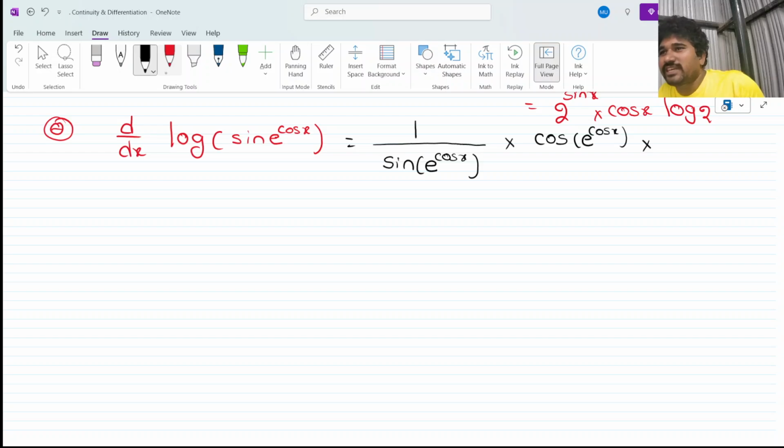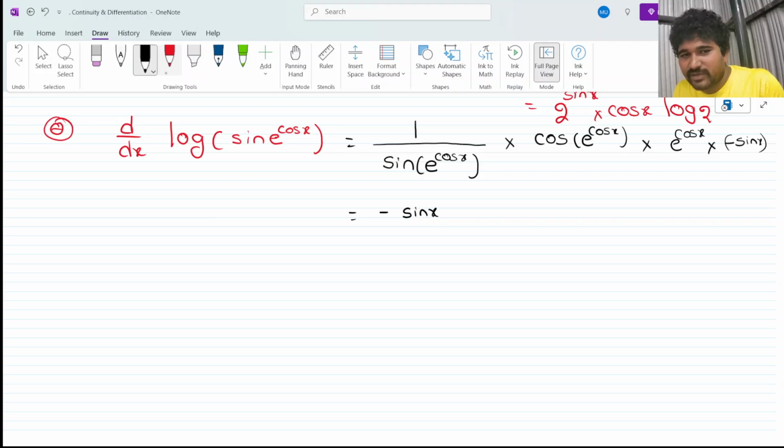E power cos x, right? Its differentiation will be e power cos x into, what is the differentiation of cos x? Minus sin x. So the final answer will be minus sin x, minus e power cos x, sin x, cot of e power cos x.